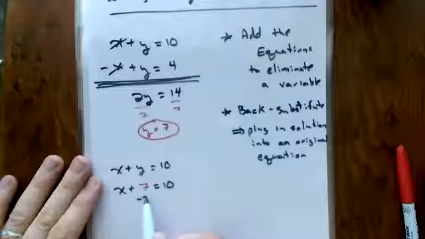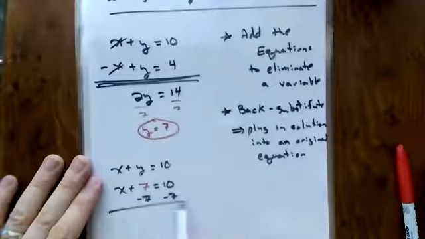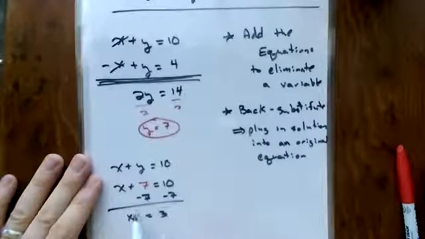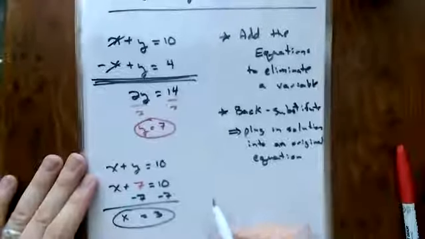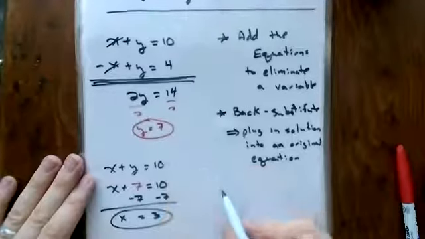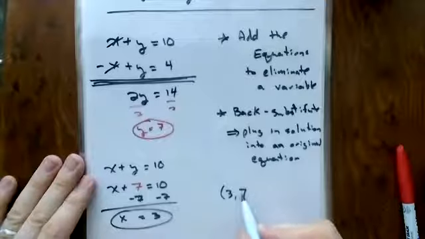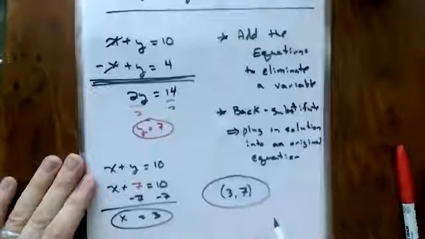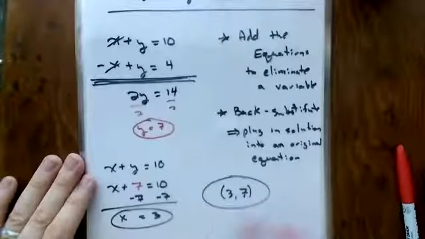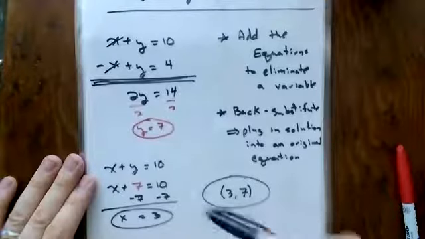I'll subtract 7 from both sides, and I've got x is equal to 3. So there's the other half of my solution. So the solution to my system is 3, 7. And we're done right there. I don't have to take this any further. I have already done this.